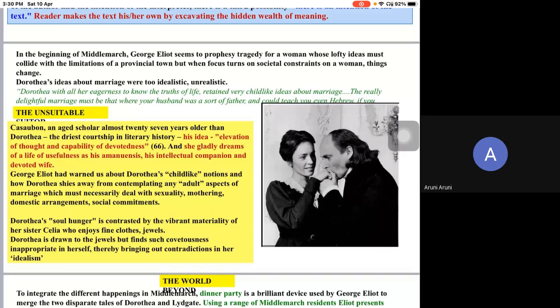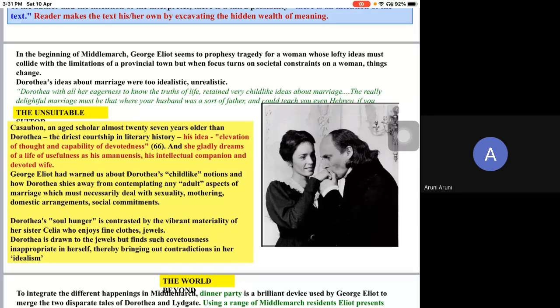Dorothea's ideas about marriage were too idealistic, too unrealistic. Dorothea, with all her eagerness to know the truths of life, retained very childlike ideas about marriage. The really delightful marriage must be that where your husband was sort of a father and could teach you even Hebrew if you so wanted it. This was how she thought about marriage. So we understand this was too idealistic, not anything like the reality. She had very childlike ideas, thinking that a husband should be something like a father who would teach. So you can say she went into marriage not exactly knowing what marriage was.